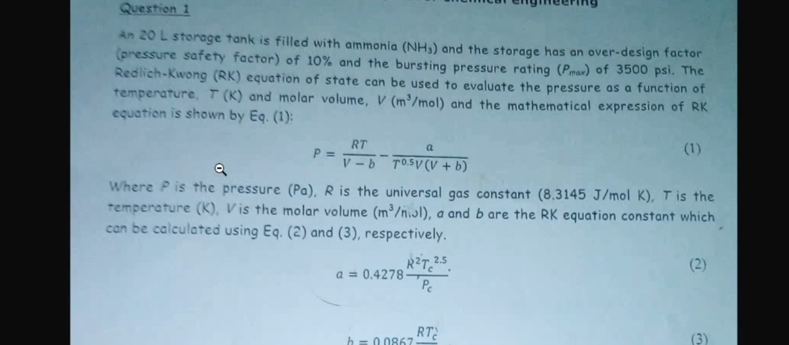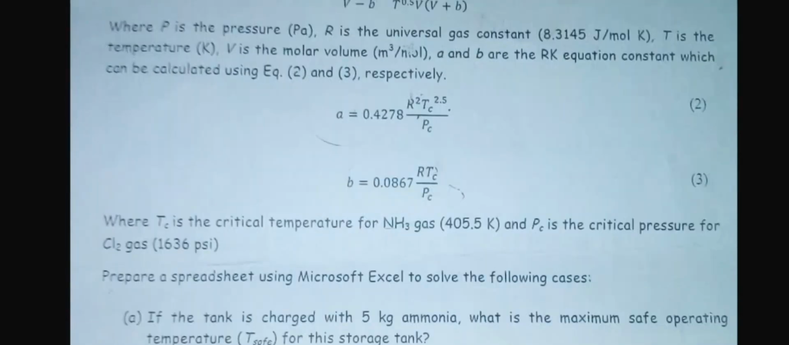molar volume, and the mathematical expression of the RK equation is shown by this equation here, where P is the pressure in Pascal, R is the universal gas constant in joule per mole per Kelvin, T is the temperature in Kelvin, V is the molar volume in meter cube per mole, A and B are the RK equation constants, which can be calculated using equations 2 and 3. That means A can be gotten using this and B can be gotten using this, where Tc is the critical temperature for ammonia gas, that's 405.5 Kelvin, and Pc is the critical pressure, which is 1636 psi.